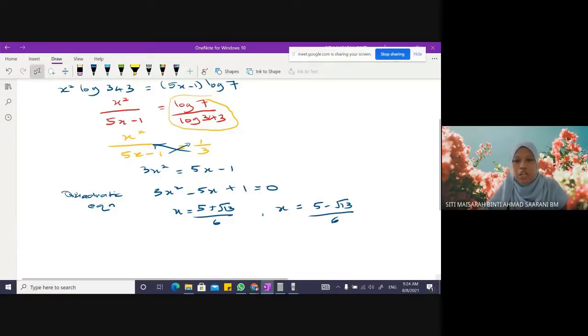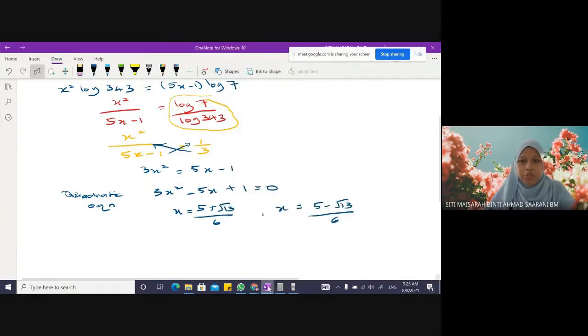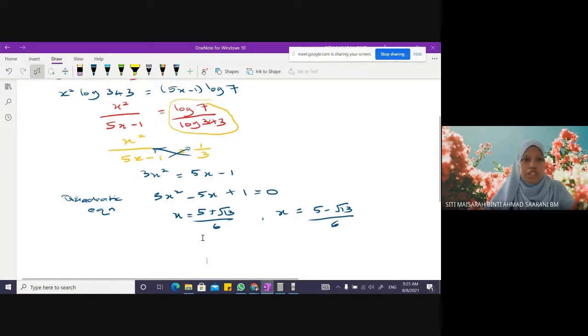Actually if we use the 570 calculator, it should give decimals. I don't know what the problem is. It gives a syntax error, I'm not sure. But it should give decimals. So this is the answer for this question.